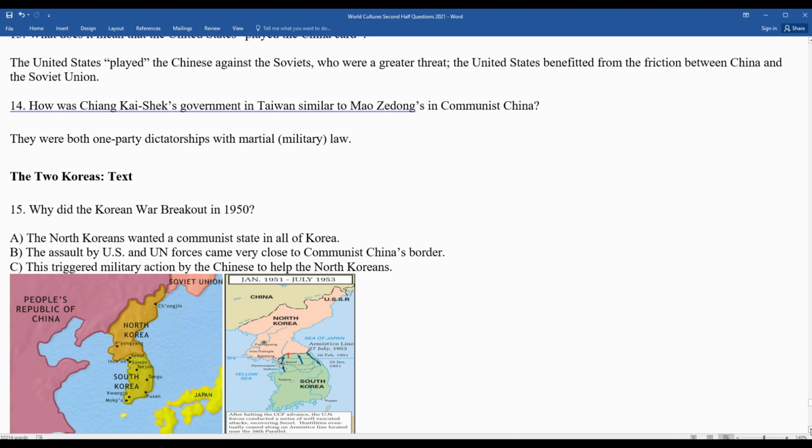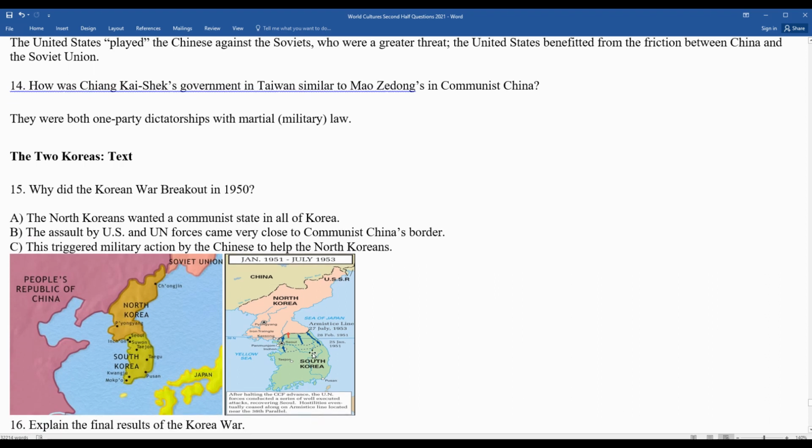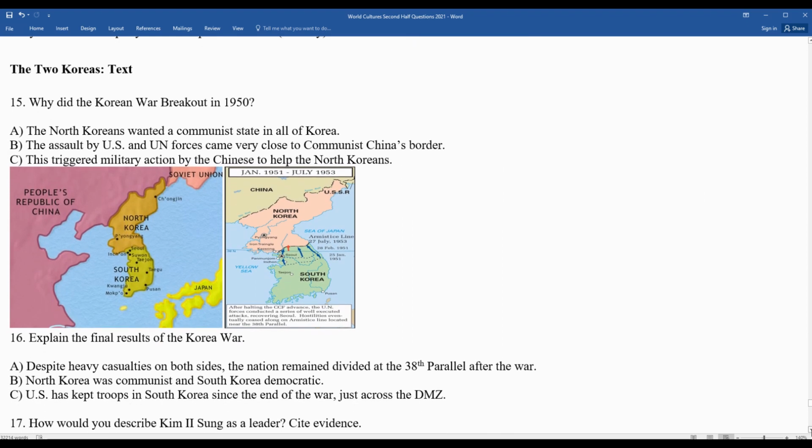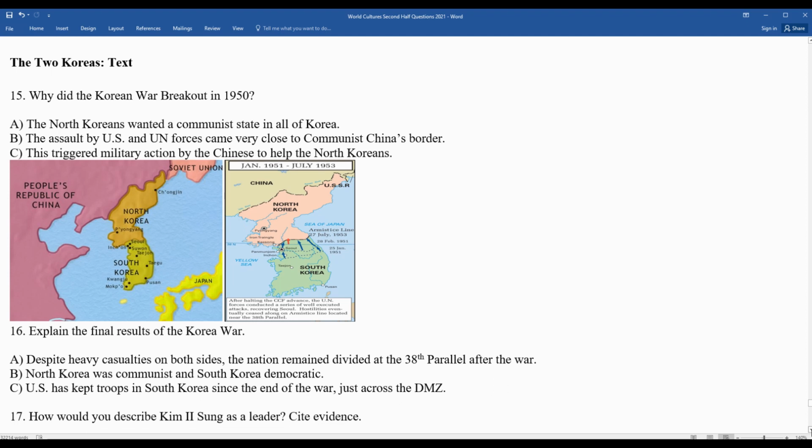Exact same spot that they were divided prior to the North Korean invasion of South Korea. The United States still has troops along this line here, the demilitarized zone between South and North Korea. And it's still one of the more hot spots in the world today where potential world war could break out. So as I alluded to here, despite heavy casualties on both sides, the nation remained divided at the 38th parallel. North Korea was communist, South Korea democratic. The United States has kept troops in South Korea since the end of the Korean War. We were pushing 70 years of American troops in Korea.